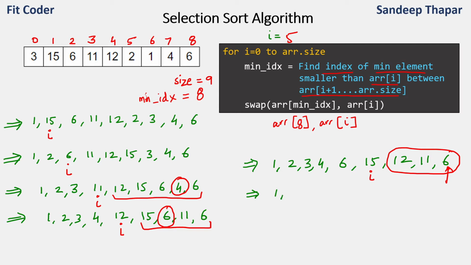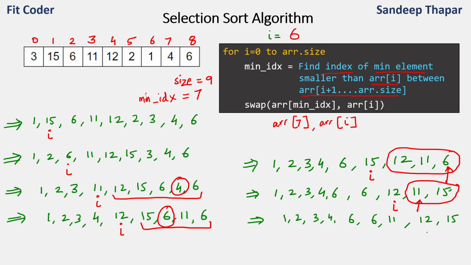The array becomes: 15 is swapped with 6, and in the next iteration I comes at the 6th location, which is pointing to 12. Now we need to find the minimum element between 11 and 15. The minimum is 11, which is at the 7th location. So we'll swap 11 with 12.